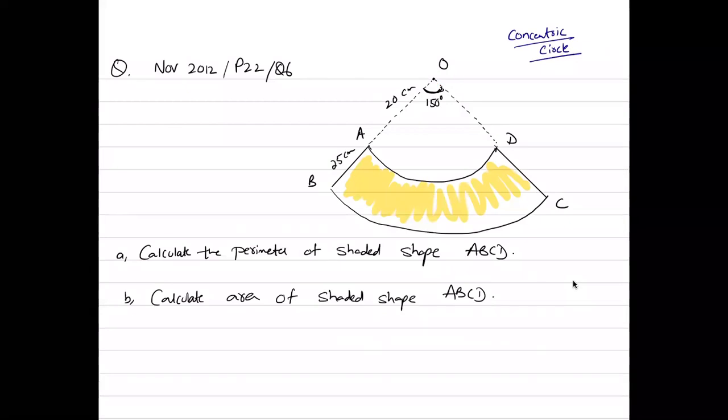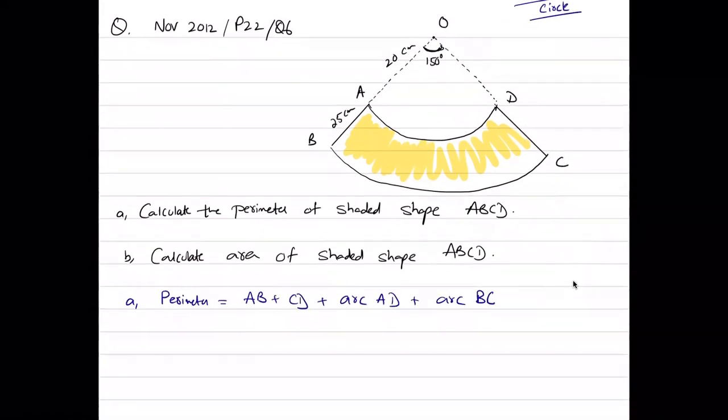Now the perimeter of the shaded region comprises which lengths? You're going to have AB plus CD plus arc AD plus arc BC. Okay, so the length of AB is 25. The length of BC is also going to be 25. What can you say about the arc AD? How can I find this arc AD?